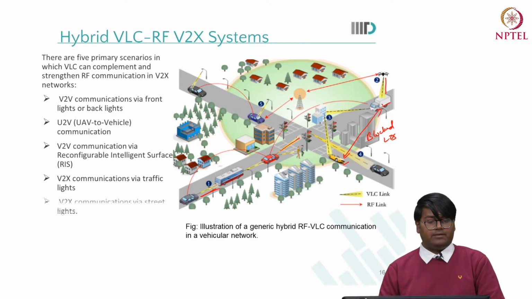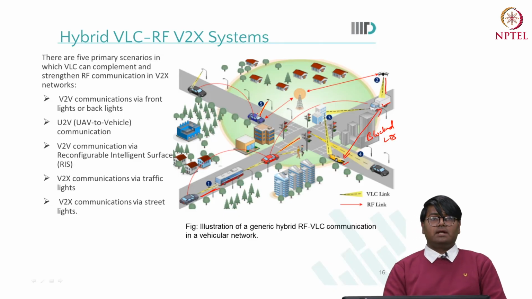Next, we also have what is known as V2X communication via street lights. These street lights also have some information. That information can be given to these vehicles through this vehicular VLC. In turn, this street light can be connected to my centralized base station through a backhaul RF link. So these are the various scenarios where a hybrid VLC or RF can be utilized in case of our vehicular communication.